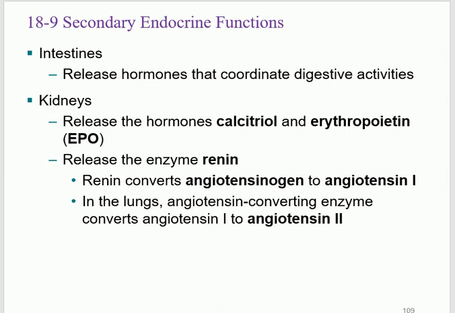Calcitriol, triol is a vitamin. So this is active vitamin D. Where do we make vitamin D? In the skin, but inactive. We make it in the skin. It's inactive. It goes to the kidney, the kidney takes it from there, activates it, and releases it. So it counts toward the kidney. This is active vitamin D.